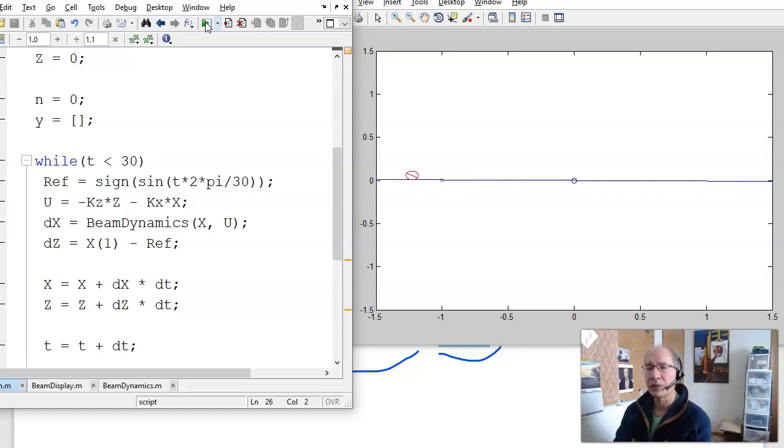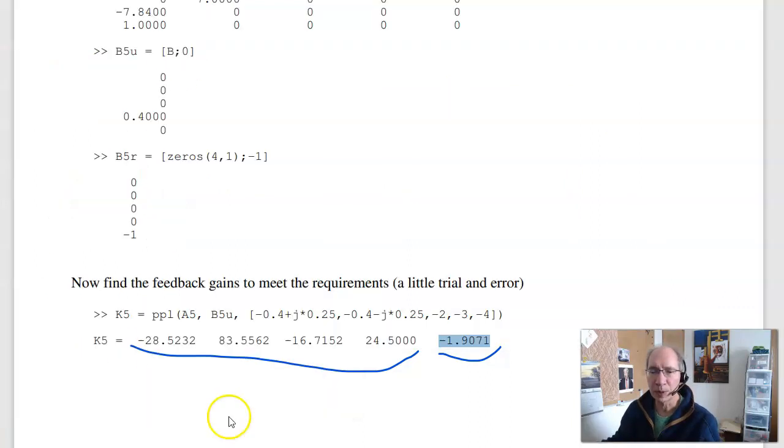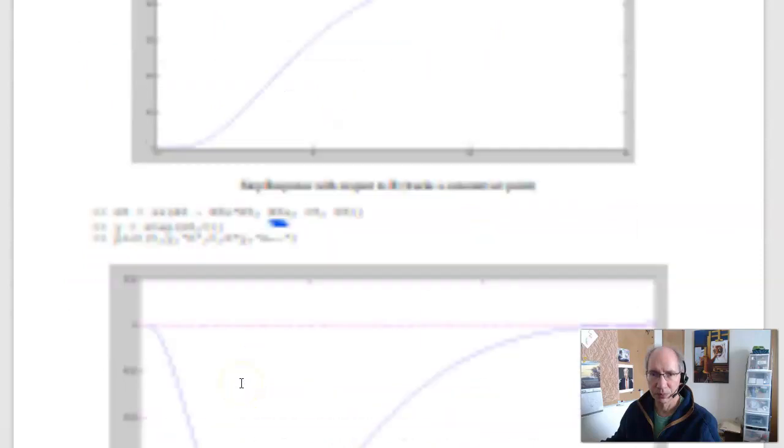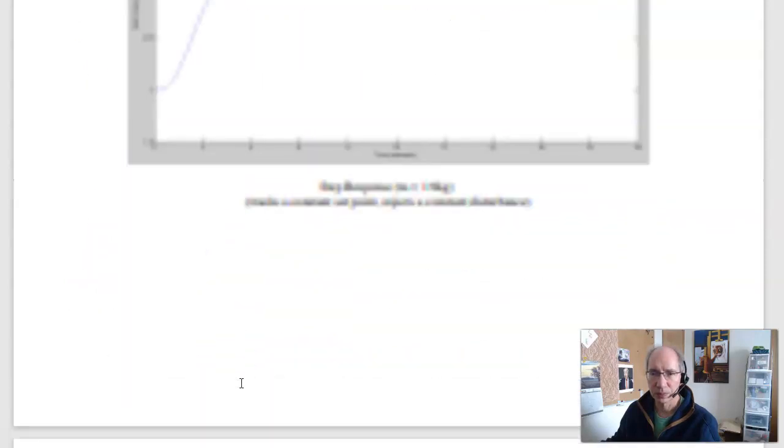With the integrator, I force the output to track a constant set point. I also force it to reject a constant disturbance. So that's problem number 2. Did that.